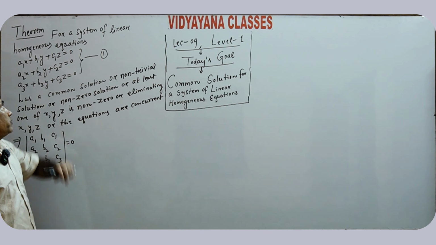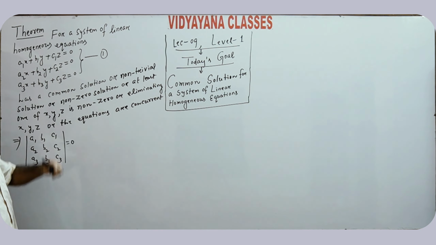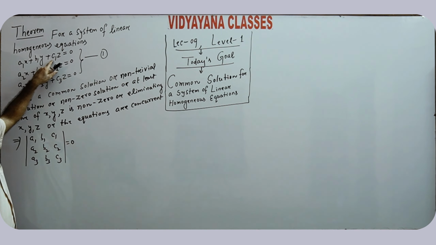For a system of linear homogeneous equations, these are the linear homogeneous equations. Every equation is a linear equation. These equations are homogeneous since degree of each term is 1. Degree of a1x is 1, b1y is 1 and degree of c1z is 1. Degree of each term is 1, so these equations are homogeneous.